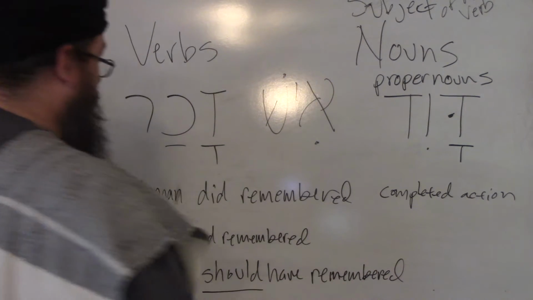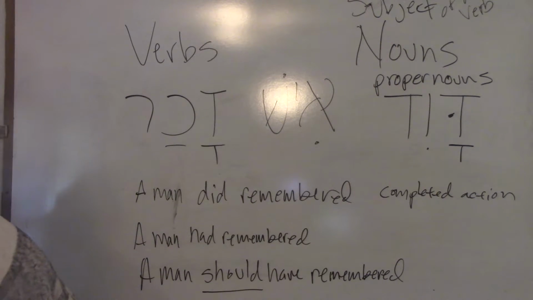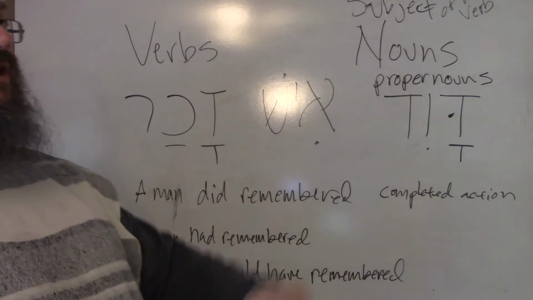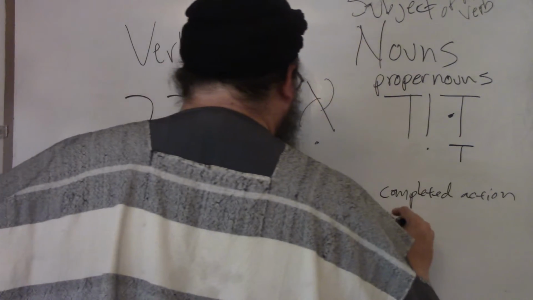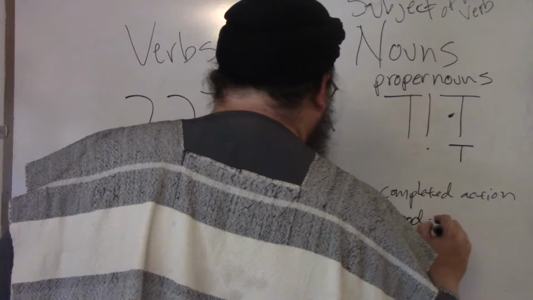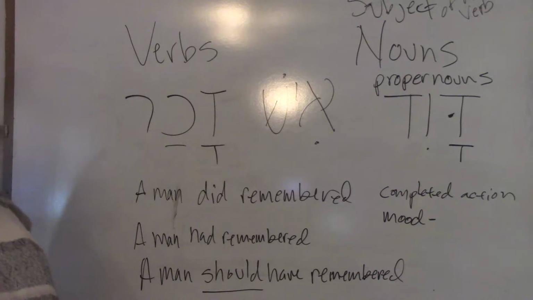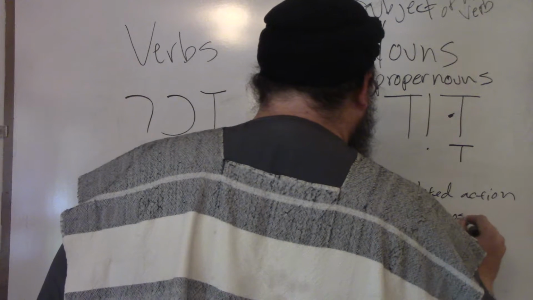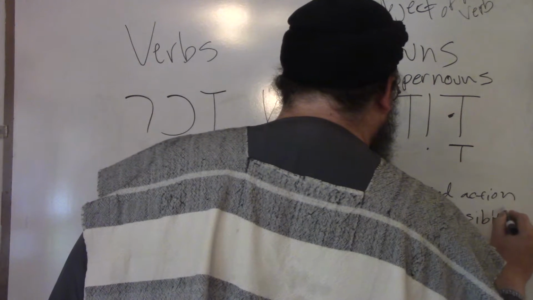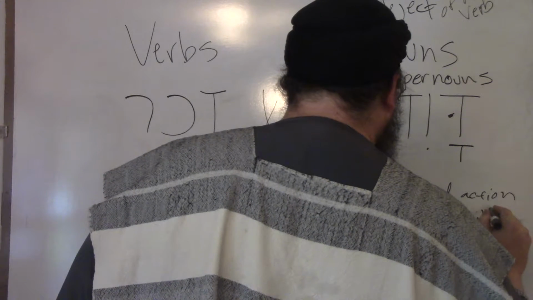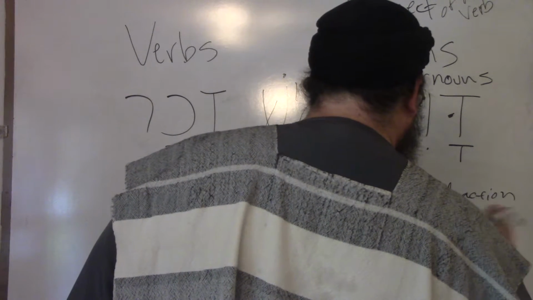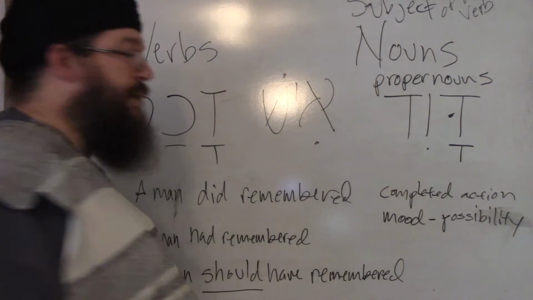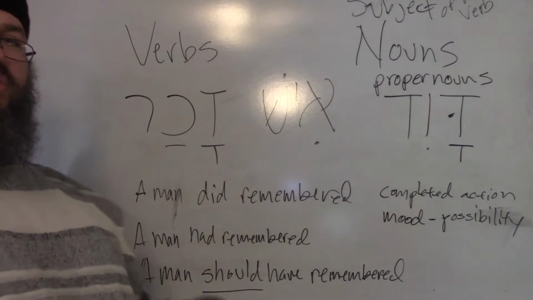And notice here, I'm adding the word should, okay? Which means that in a past tense sense of Hebrew, known as the completed form, we also have something we have to add to it that's a part of the complexity of past as well as future, and that's called mood. The mood of what? Well, the mood of possibility. So the mood of possibility is like the should, the could, the would.